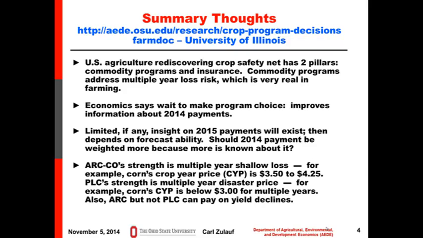PLC strength, in contrast, is with multiple year disaster price situations. For example, if corn's crop year average price is below $3 for multiple years between 2014 and 2018, ARC will make payments, but it won't make nearly the payments that PLC will. And PLC is by far the better program for helping you manage the multiple year disaster price scenario.